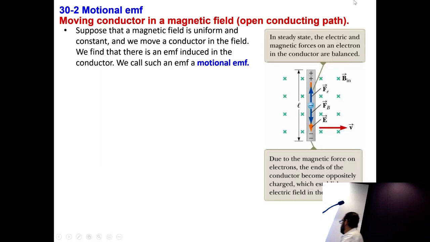Okay. So let's assume you have a conducting bar, and it's moving at a constant speed with a velocity v. Suppose the magnetic field is uniform, and we move a conductor in the field. Since this is a conductor, it has free charges, free electrons. So let's try to determine the direction of the magnetic force on these charges. The magnetic field is into the page, and what do we have?